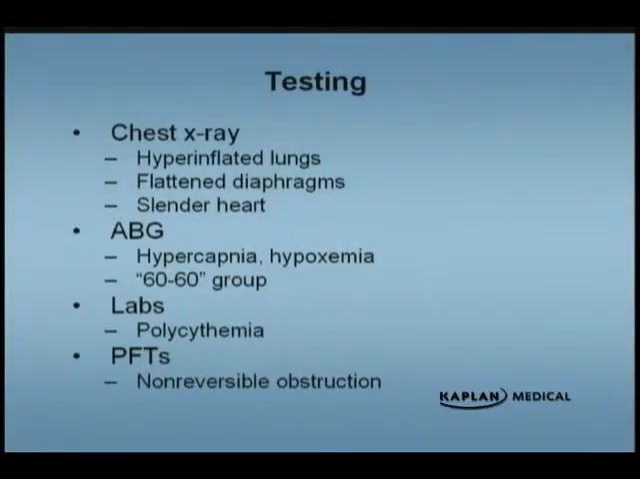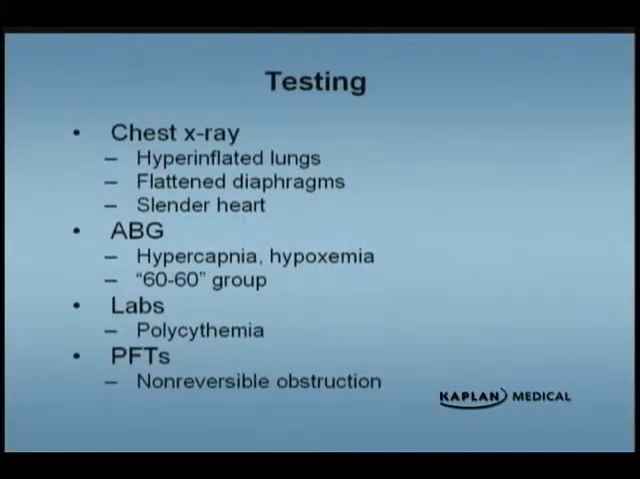The chest x-ray is typical. The hyperinflated lungs, the flattened diaphragms, and especially in emphysema, the slender heart that we see. In the ABG, hypercapnia, hypoxemia. The thing to remember is that these patients, especially the patients with chronic bronchitis, fall into that 60-60 group. You know that their CO2 is equal to their O2, right? 60 of CO2, 60 of O2. That's the typical finding. And sometimes if you give them too much oxygen, they retain CO2, right?